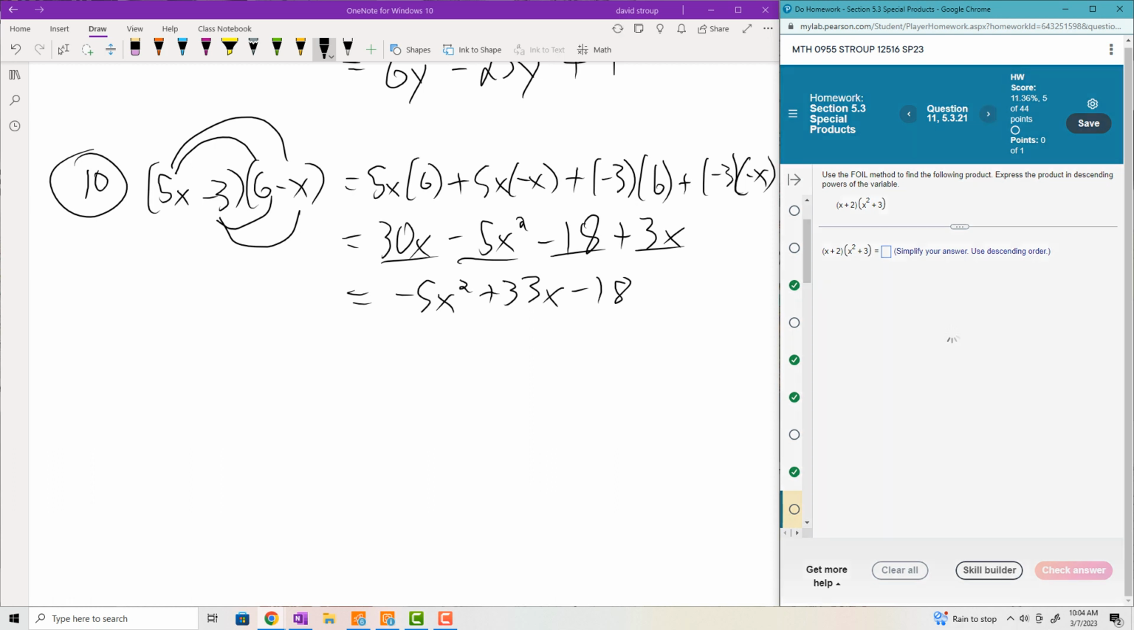Some higher powered exponents. Let's try this guy. So number 12.